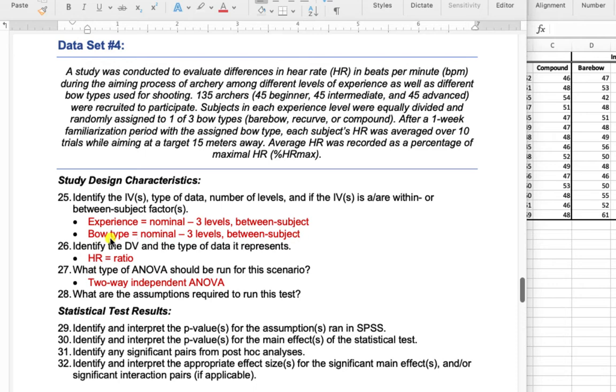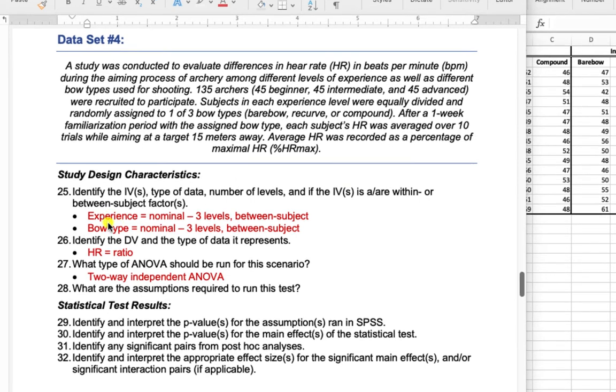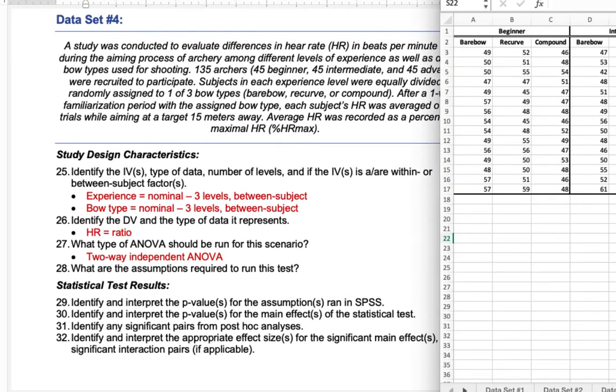The same could be said for the type of bow that was used. So experience level broke down into beginner, intermediate, and advanced. Type of bow broke down into bare bow, recurve, and compound. And then in each of these categories, we had 15 different subjects.